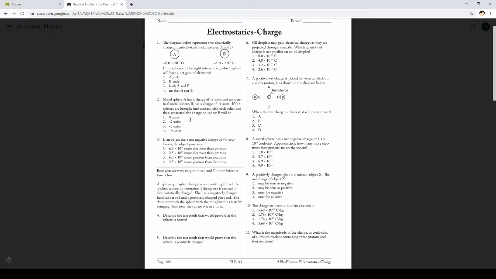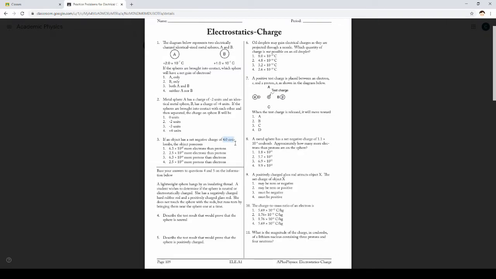Number 3, if an object has a net charge of negative 4 coulombs, the object possesses, we need to figure out how many more electrons or protons it has. Now, first off, it says it has a negative charge. That means it has more electrons, so we know it has to be answer 1 or 2.